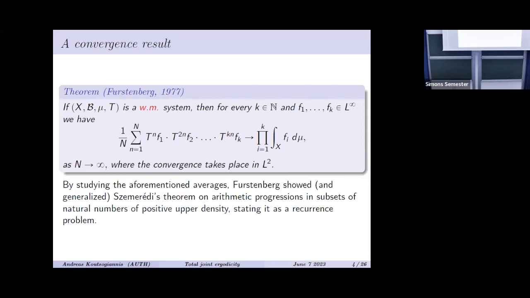Of course, by studying these Fürstenberg averages, Fürstenberg managed to reprove and actually generalize Szemerédi's theorem on arithmetic progressions in large sets of natural numbers, stating it as a problem in ergodic theory, as a recurrence problem.